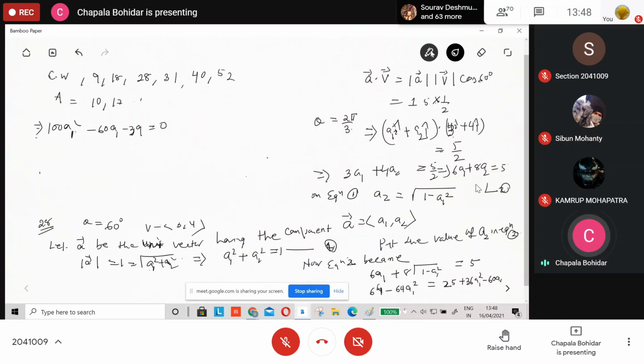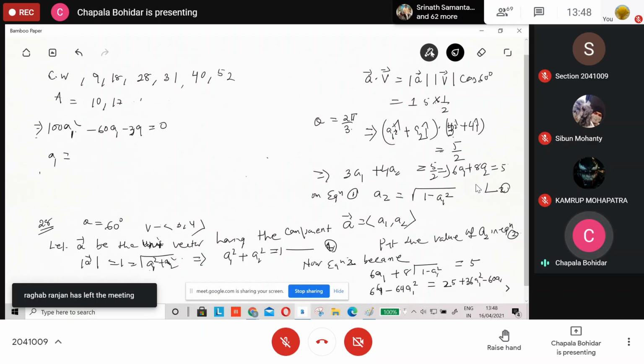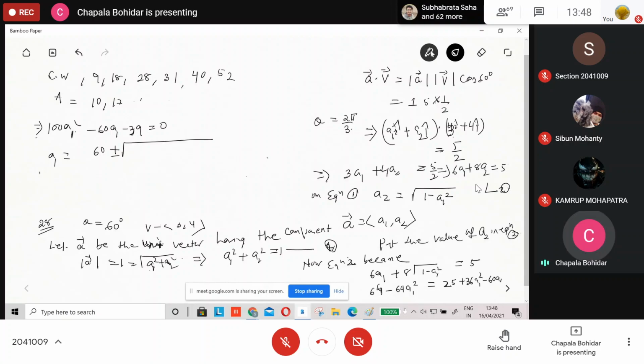This implies the value of a1 is equal to 60 plus minus root over of b square, 60 square, minus 4AC. Here AC is negative, so I can write it as plus 4 into 100 into 39, divided by 2A, so it is 200. Find out the value.